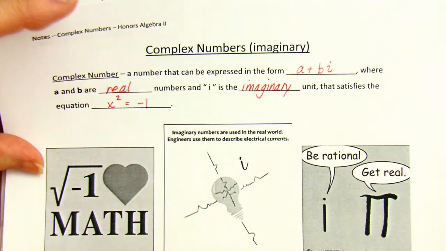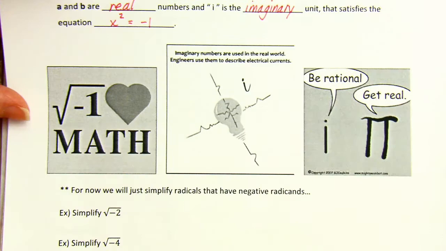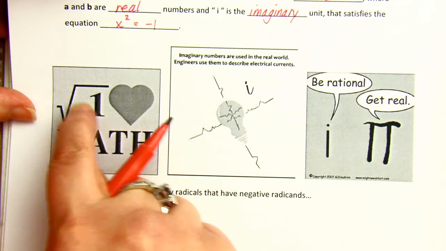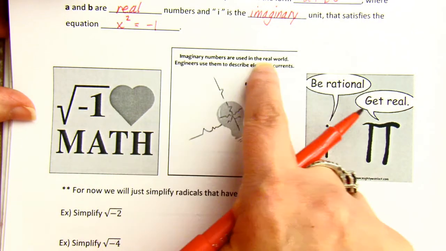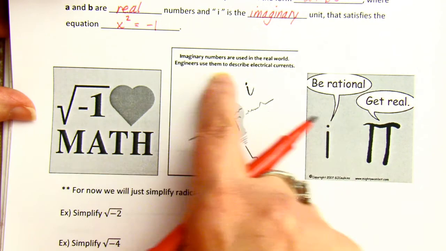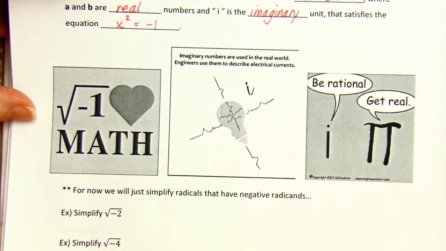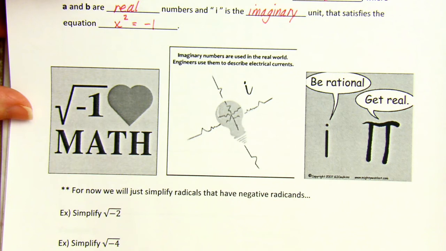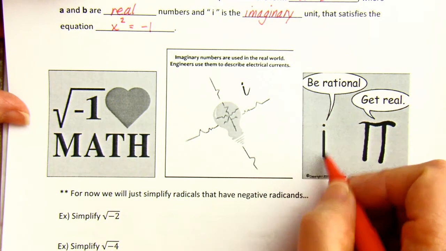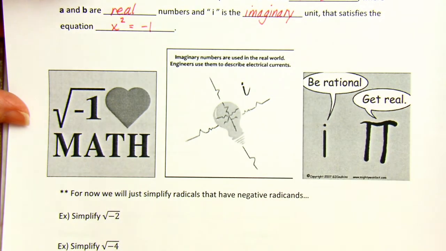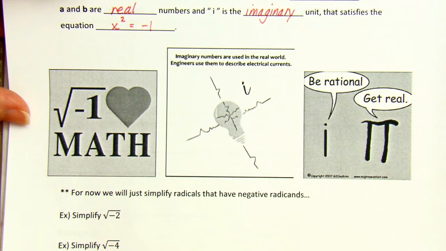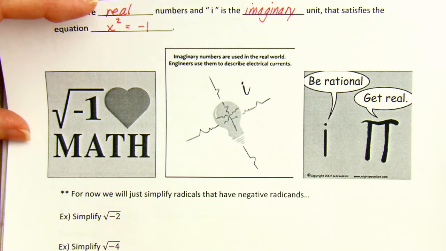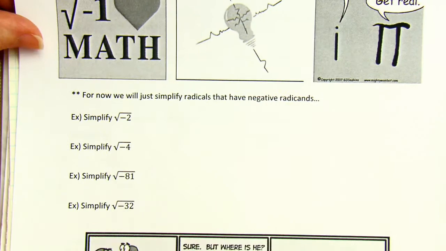Okay, so some little math humor, some cartoons here. The square root of -1 is "i heart math." Imaginary numbers are used in the real world. Engineers use them to describe electrical currents. And then here we have a cute little i telling pi to be rational, right? Because pi is irrational, and then pi says back to i, "Get real." Okay, that's just to lighten the mood.